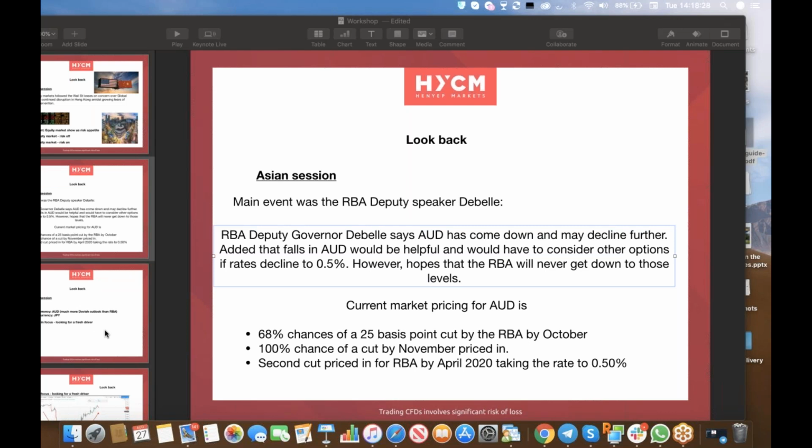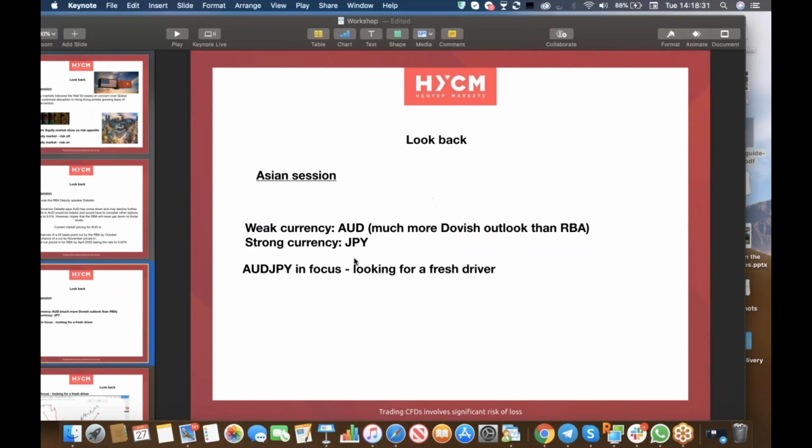Okay. So as we look at the Asian session as a whole, what we're seeing is the weak currency of the Australian dollar, because there's a more dovish outlook from the RBA. Now the strong currency, this is a tricky one today, but the strong currency that I've gone for in the end is the Japanese yen. And that's because the Japanese yen has moved very strongly recently on the risk-off sentiment, and mainly the risk-off sentiment that came in on Friday.